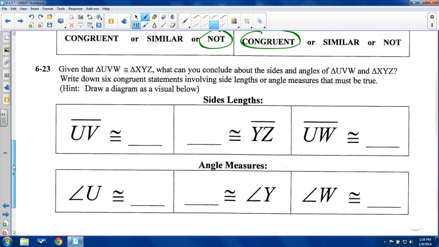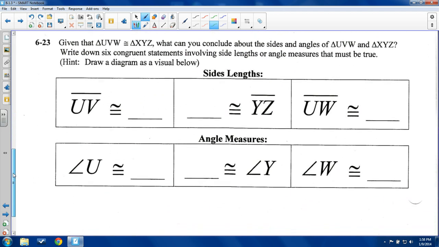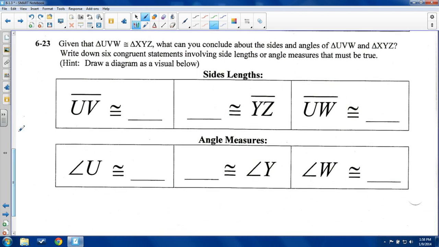Okay, here's the last thing that I want to talk about, and it's called CPCTC. Corresponding parts of congruent triangles are congruent. You're given that 2 triangles are congruent. Now, they're not drawn. I can draw them for you. In fact, I'll use the shape tool and help you out a little bit here.